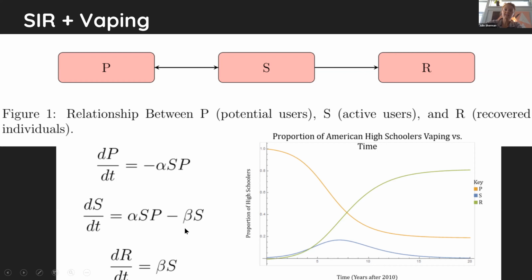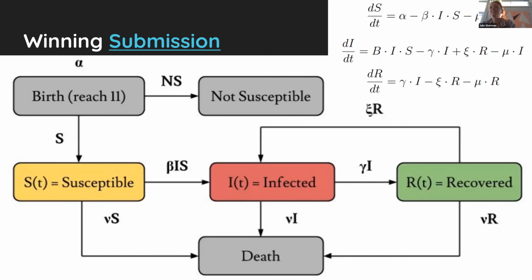So these are exactly the same equations. Hopefully you'll believe me. They just changed the names, the letters corresponding to their states. And you can see a plot very similar to what we saw already. We have the decrease and then the steady state. And what I think is actually super interesting is that the winning submission used a modified SIR model.